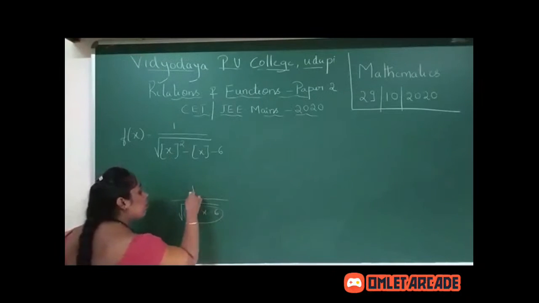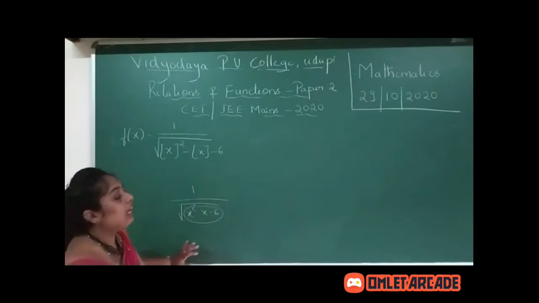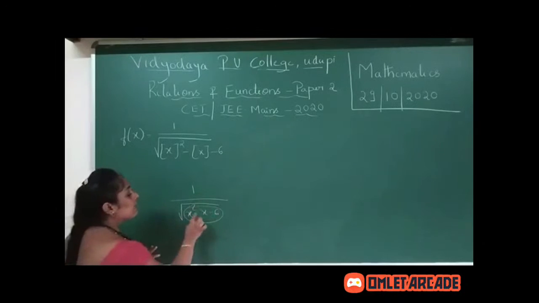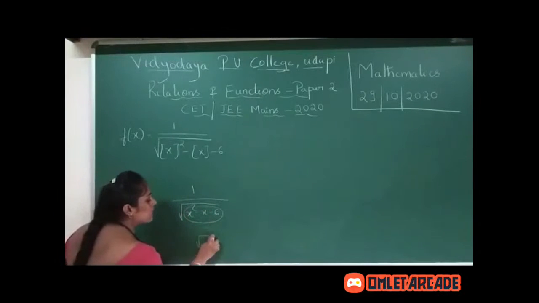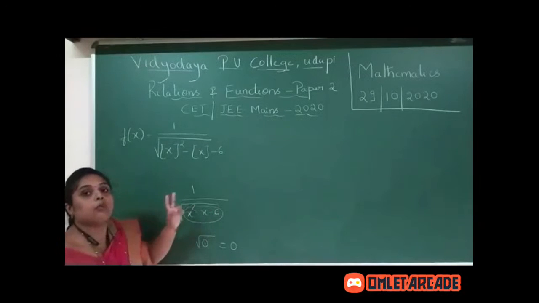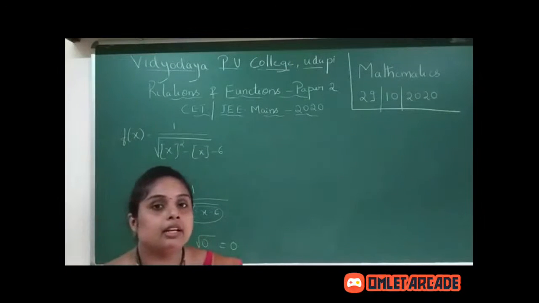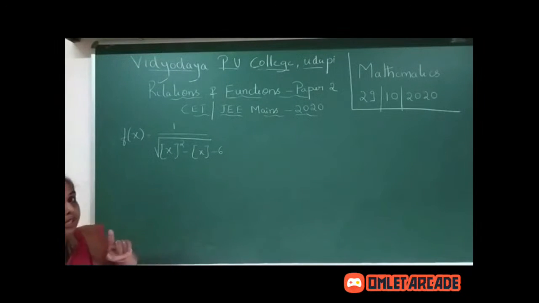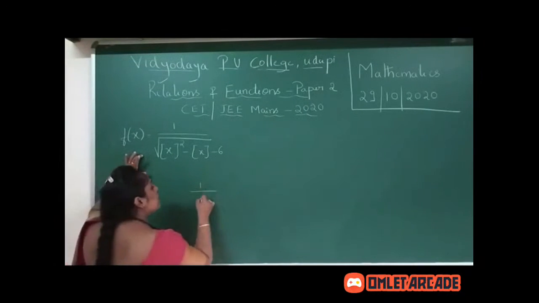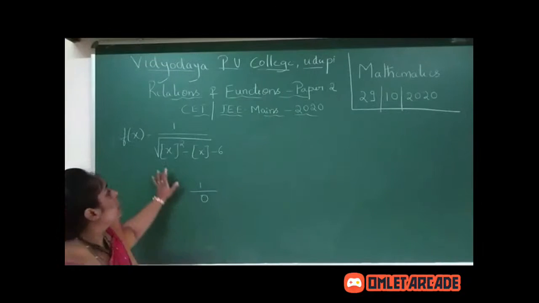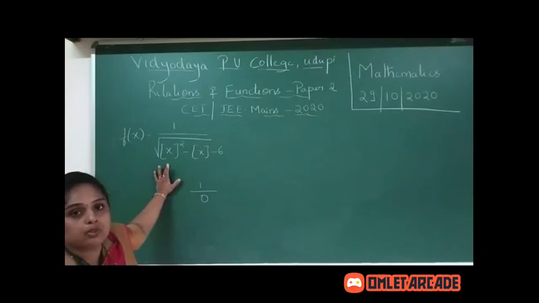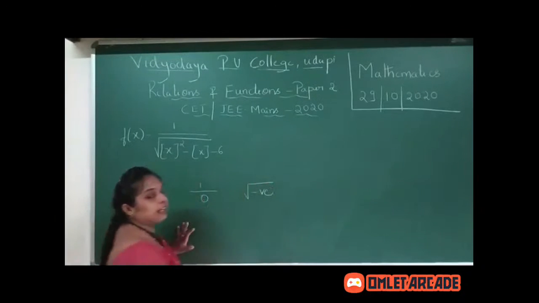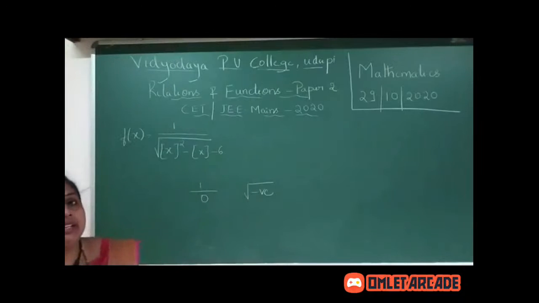But whenever I have 1 divided by root of something in the denominator, this thing should not be equal to 0 also. Why? If this is equal to 0, root of 0 is 0, and 1 divided by 0 is not defined. I hope you are understanding what I am telling. So look here, 1 divided by 0 is not defined, so the denominator should not be equal to 0. Also, inside the square root, if I get a negative value, once again it is not defined.